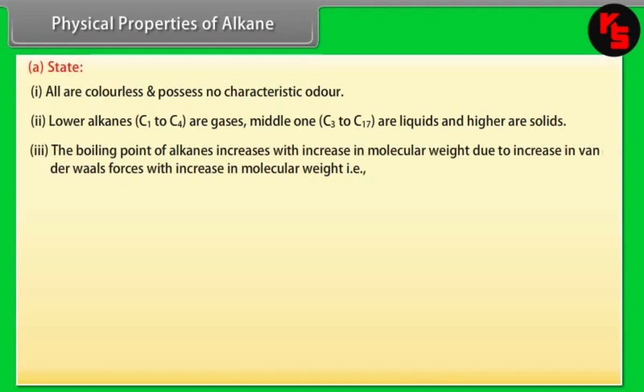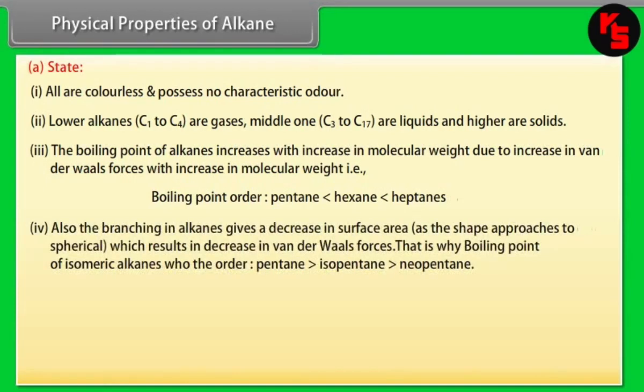Number 3: The boiling point of alkanes increases with increase in molecular weight, due to increase in van der Waals forces with increase in molecular weight. That is, boiling point order: pentane is less than hexane is less than heptane.